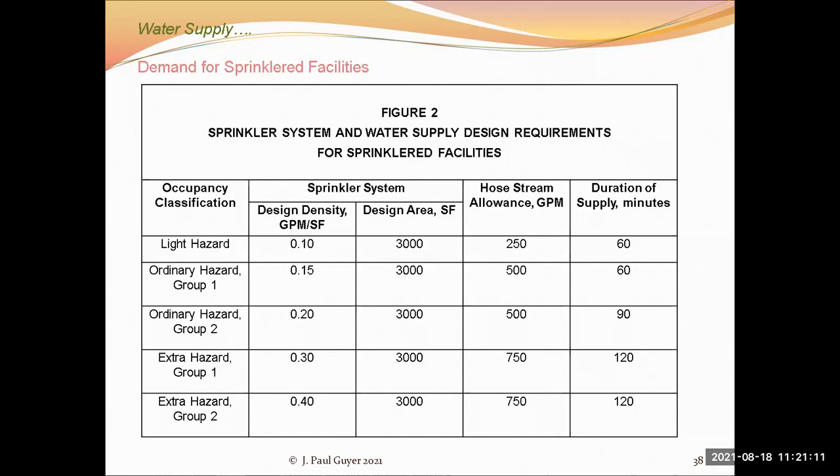So for what duration of time do you need to have this water, this flow rate, available? Well, for the light hazard, it's 60 minutes. Now, these obviously are numbers that have been developed over decades, really, and shown in practice to be reasonable. So the 550, pardon me, 550 gallons per minute needs to be available for 60 minutes. And so that's 33,000 gallons of water that needs to be available for fire protection purposes for your building.